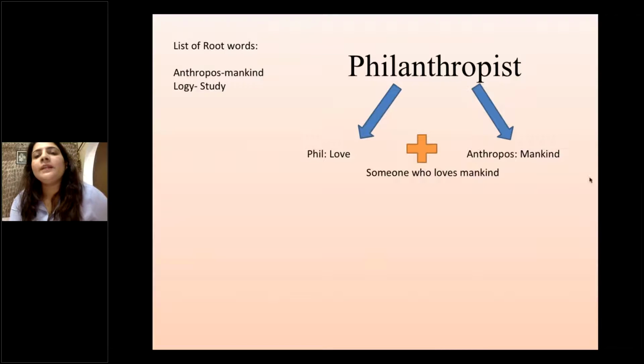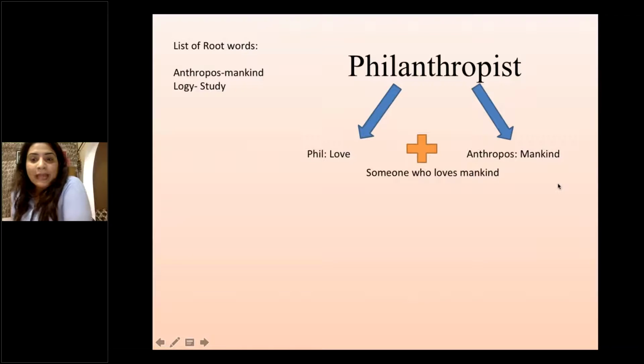So philanthropist is someone who loves mankind. Jasnu says no voice. Jasnu, just please increase your volume. So philanthropist is someone who loves mankind. Now let's see, who are the people who hate mankind? Any idea? Come up with your answers. People who hate mankind.